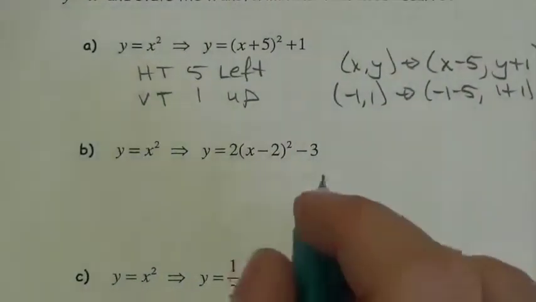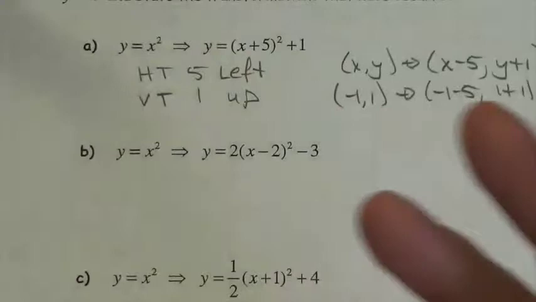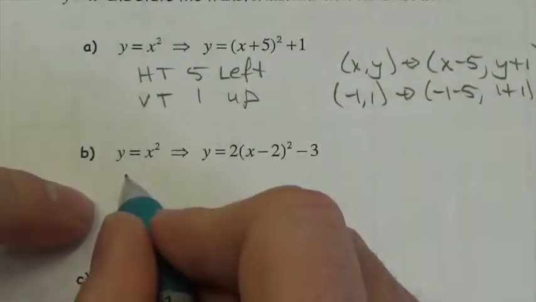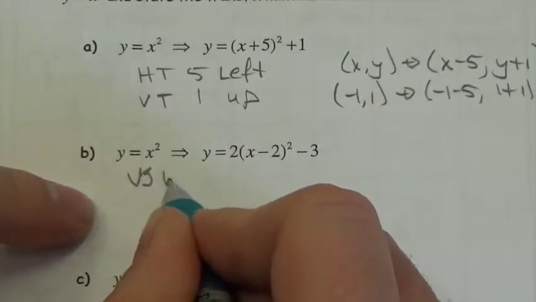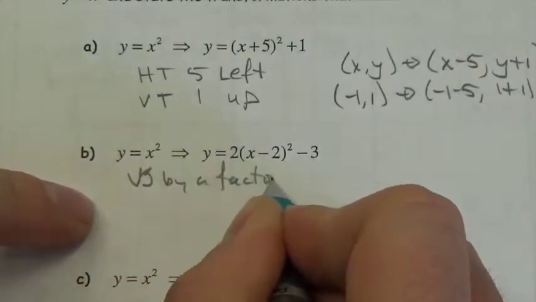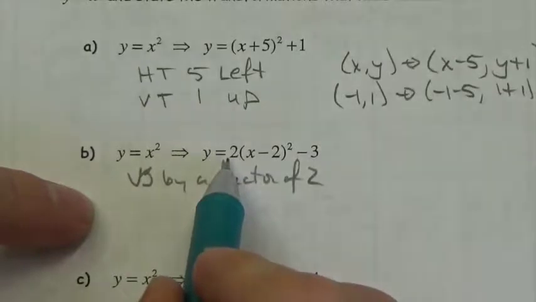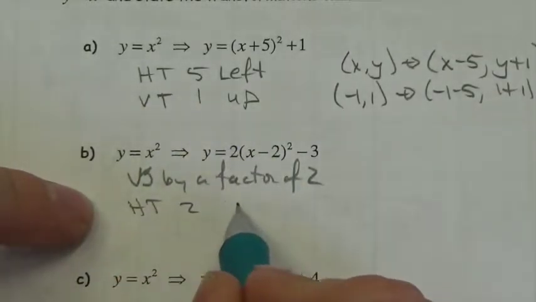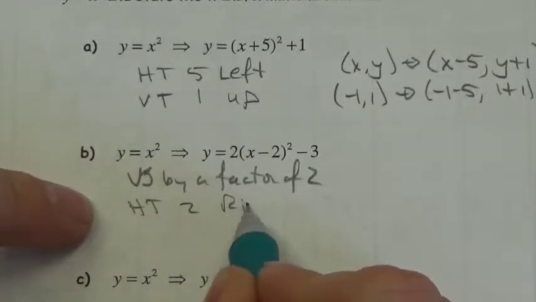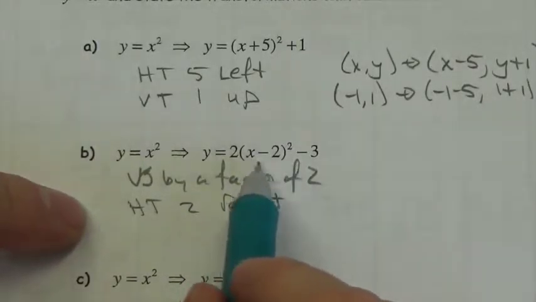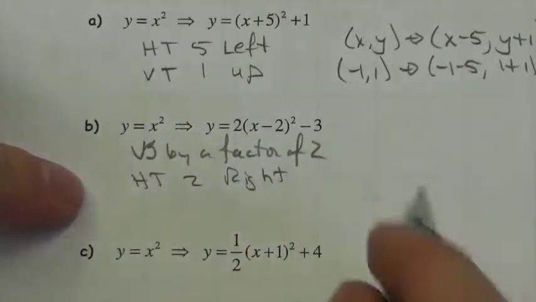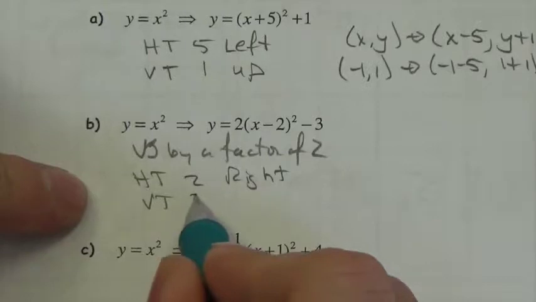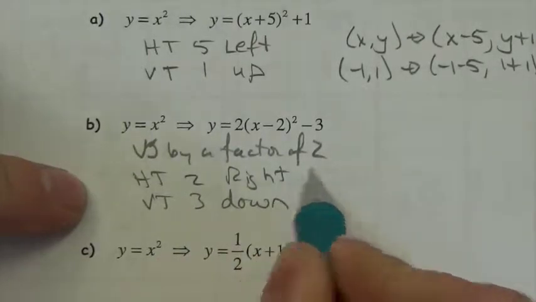Let's try another one. Now all of a sudden we're getting some more transformations, and that's okay. Again, just read it left to right. The very first thing I see here is a vertical stretch by a factor of 2. That's what the 2 out front is. Then I've got this horizontal translation, 2 units to the right, because again, to get the x by itself, I'd have to add 2. And then after the squaring has occurred, I'm subtracting that 3. That's a vertical translation, 3 down.